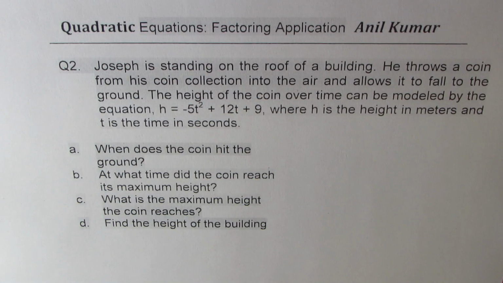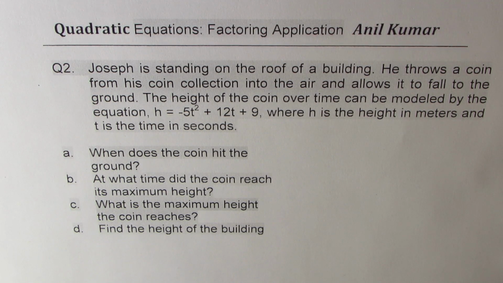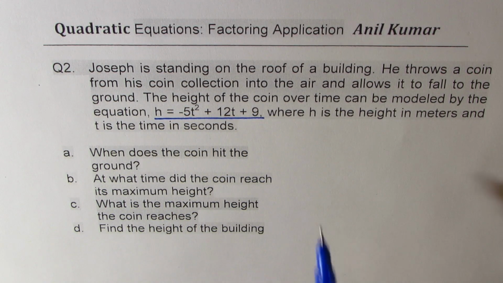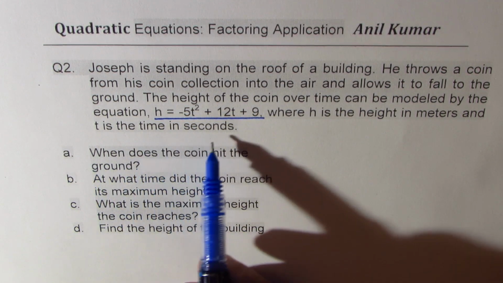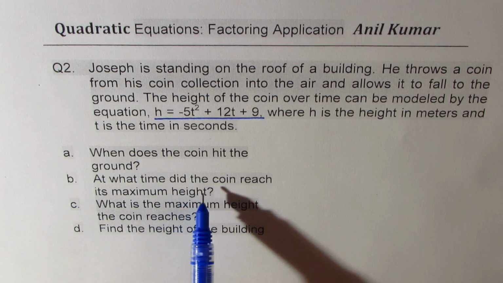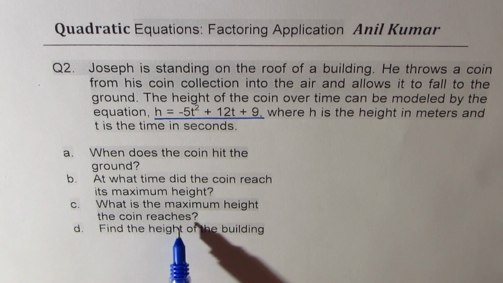Now let's move on and take question number 2. Joseph is standing on the roof of a building. He throws a coin from his coin collection into the air and allows it to fall to the ground. The height of the coin over time can be modeled by the equation h equals minus 5t square plus 12t plus 9, where h is height in meters and t is the time in seconds. When does the coin hit the ground? At what time did the coin reach its maximum height? What is the maximum height the coin reaches? Find the height of the building.